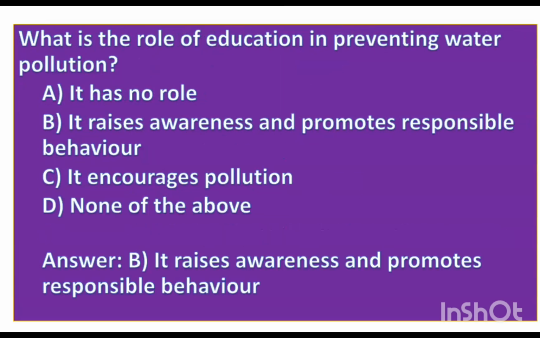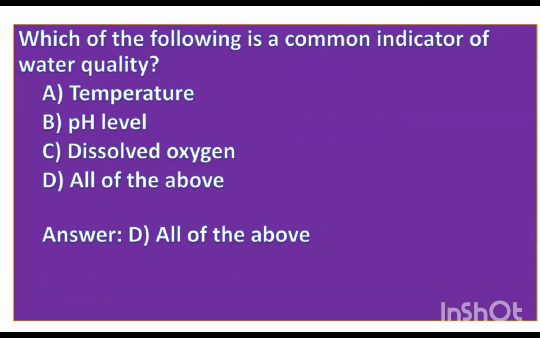What is the role of education in preventing water pollution? Options: it has no role, it raises awareness and promotes responsible behavior, it encourages pollution, none of the above. Answer: it raises awareness and promotes responsible behavior. Which of the following is a common indicator of water quality? Options: temperature, pH level, dissolved oxygen, all of the above. Answer: all of the above.